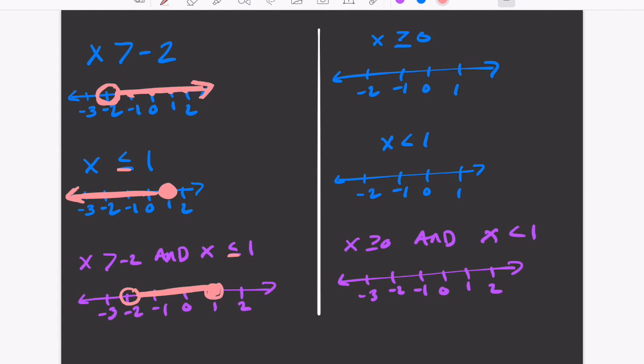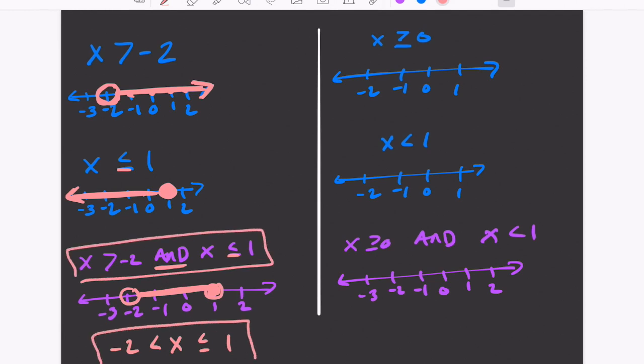So that's what we mean by and. It has to fit both of those rules. And we could write this also like this. We could say that x has to be in the middle of negative 2 and 1. And so, just to get our signs right, it has to be less than or equal to 1 and greater than negative 2. So this is two ways to write it. You could write it like this, a compound inequality, or you could combine it like that.